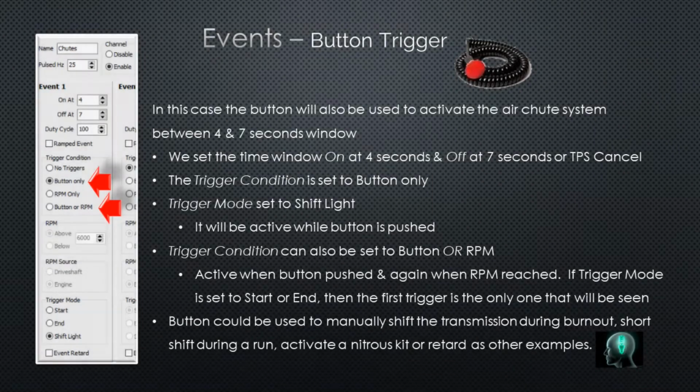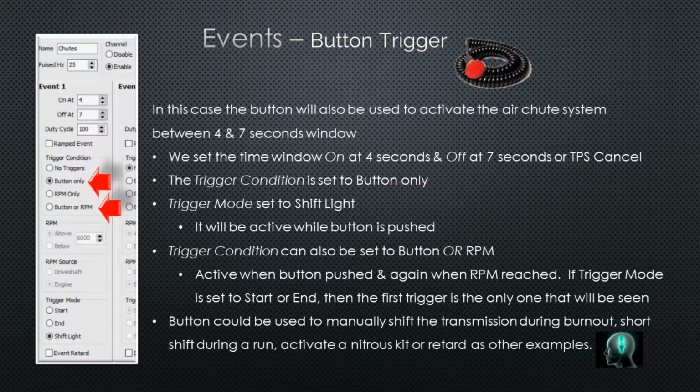So in this example, we'll use the button to activate the air chute system. In this case, we only want to be able to activate the chutes after 4 seconds until the end of the pass. So we named it chutes. We're turning the window on at 4 seconds and off at 7 seconds, or at the end of the run. Our duty cycle is 100%. It's not a ramped event, and in this case we're using button only.